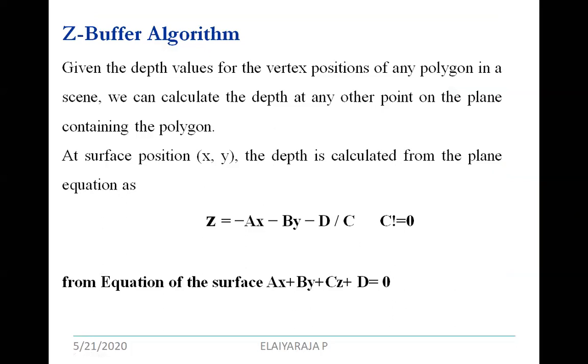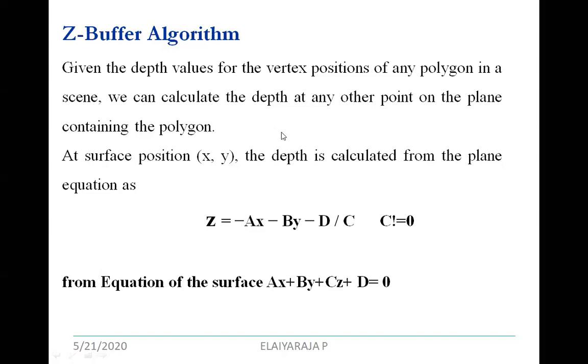Okay, so given the depth values for the vertex positions of any polygon in a scene, we can calculate the depth at any other point on the plane containing the polygon, right? By what? Computing the current pixel, then moving on to the next pixel, then you check the depth value, then you apply the surface color.